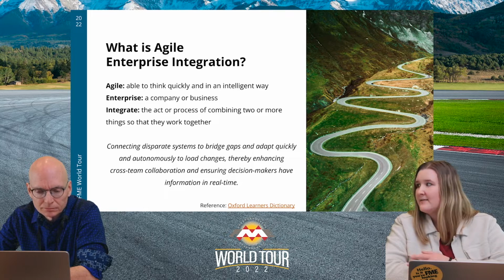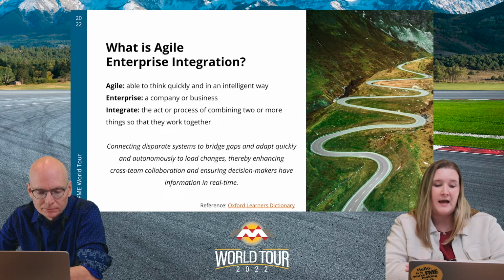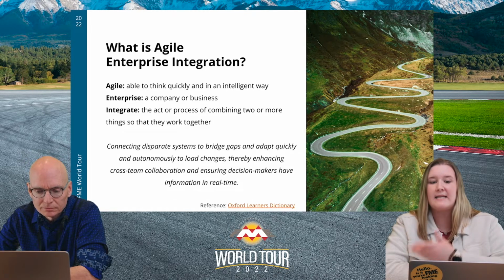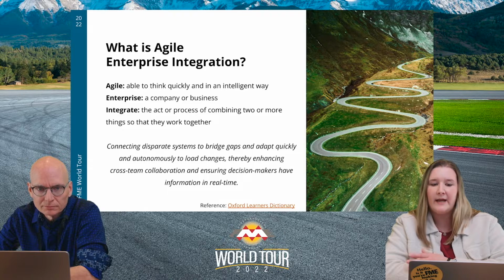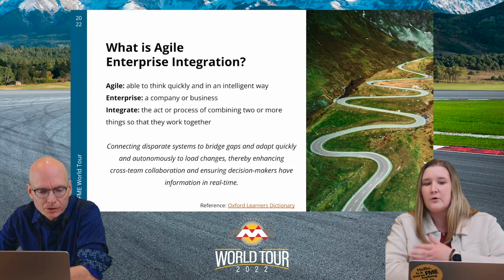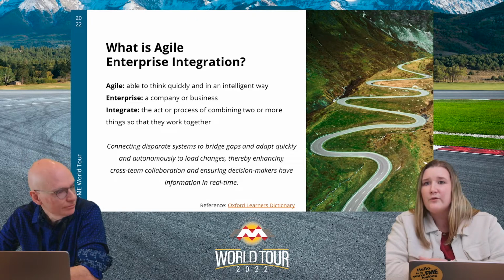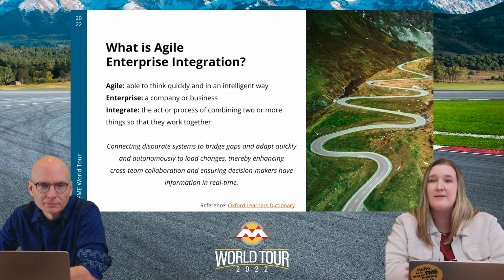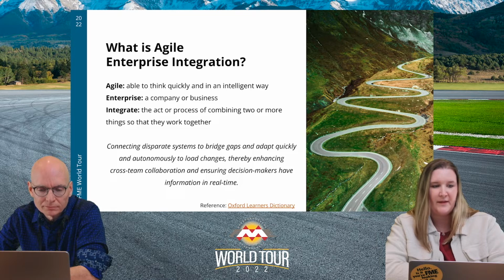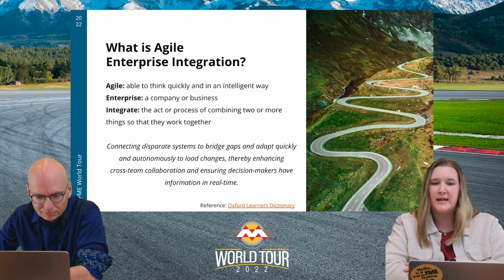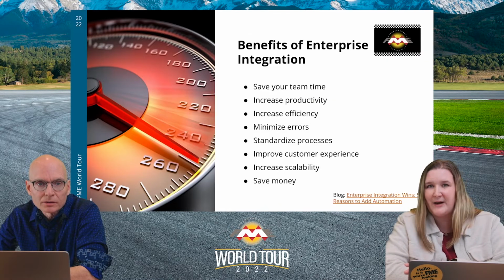So as a collective and in our context, Agile enterprise integration means to connect disparate systems to help break down data silos and adapt quickly and autonomously to load changes, which enhances cross-team collaboration and also ensures decision makers have information in real time. So I'll now hand over to Don to introduce some of the benefits of enterprise integration.